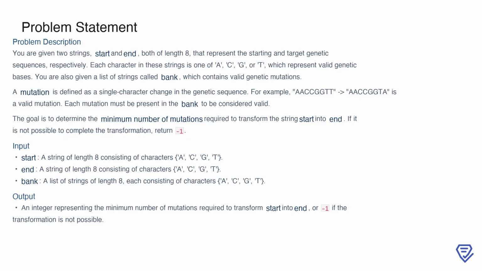The goal is to determine the minimum number of such mutations required to transform the start sequence into the end sequence. If the transformation isn't possible, the output should be -1. The input includes the start and end strings, along with a list of bank strings, and the output is an integer representing the minimum number of steps needed, or -1 if no solution exists.